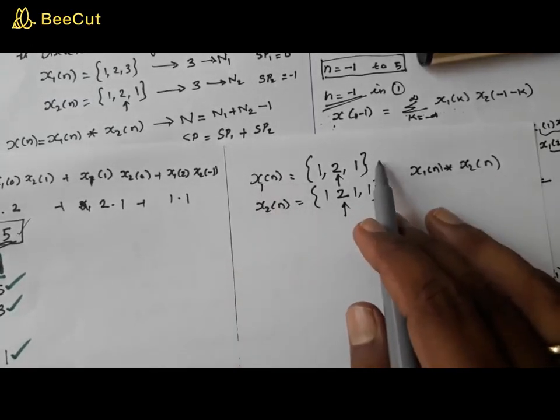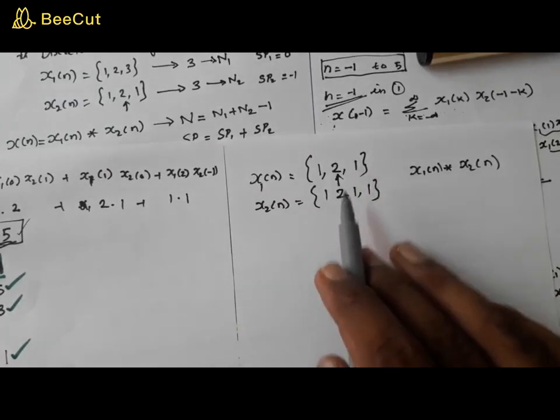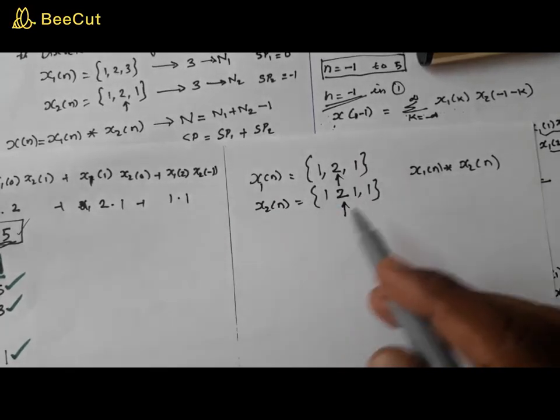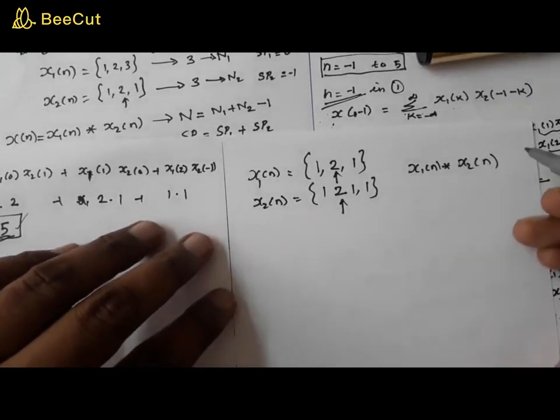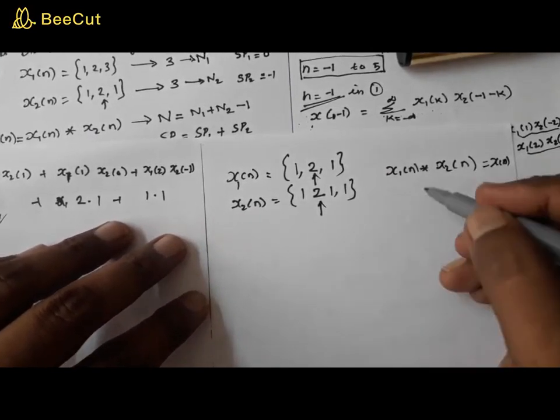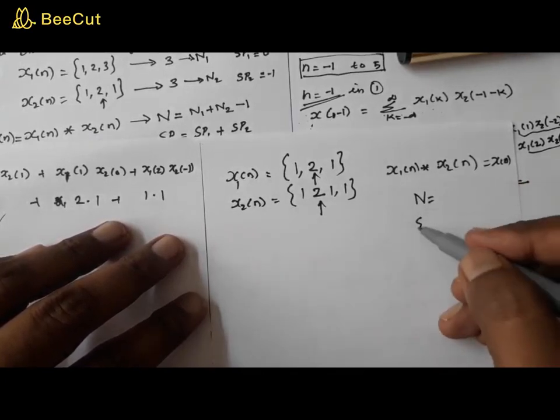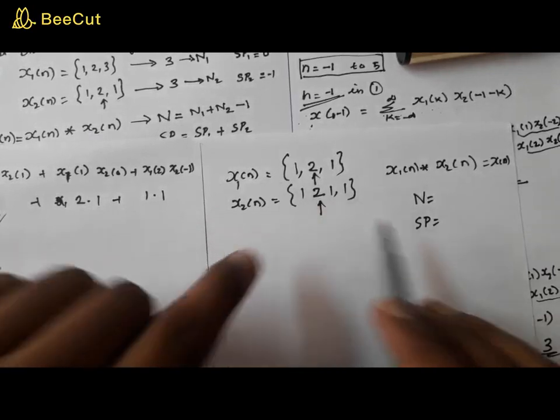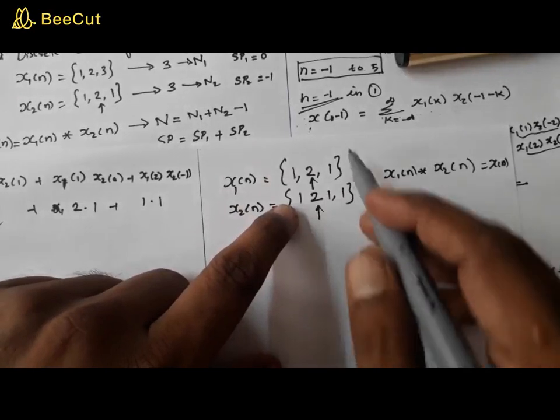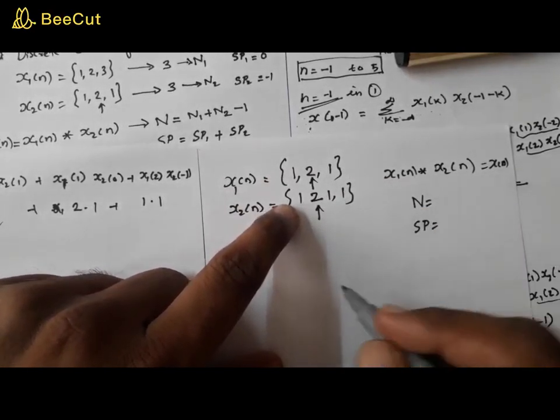x1 of n is having 3 samples, x2 of n is having 4 samples. The starting point of these two signals is minus 1. So what is going to be the number of samples of the convolved signal? Let us call this x of n. What is the convolved signal? n and SP you need to find out by yourself. n1 is equal to 3, n2 is 4, so 3 plus 4 minus 1, 7 minus 1, n is going to be equal to 6.